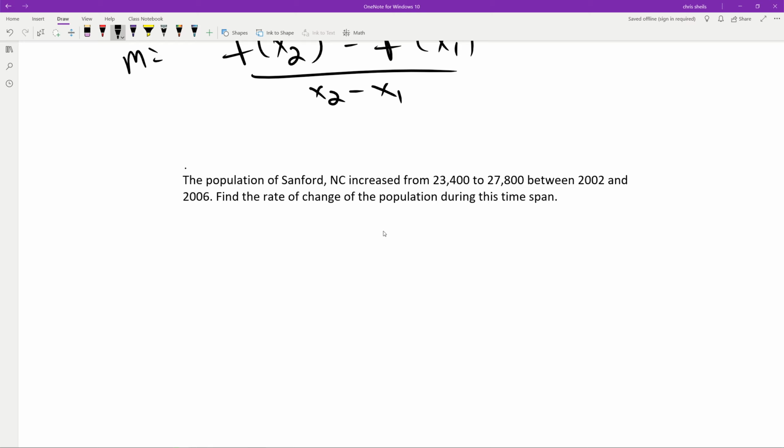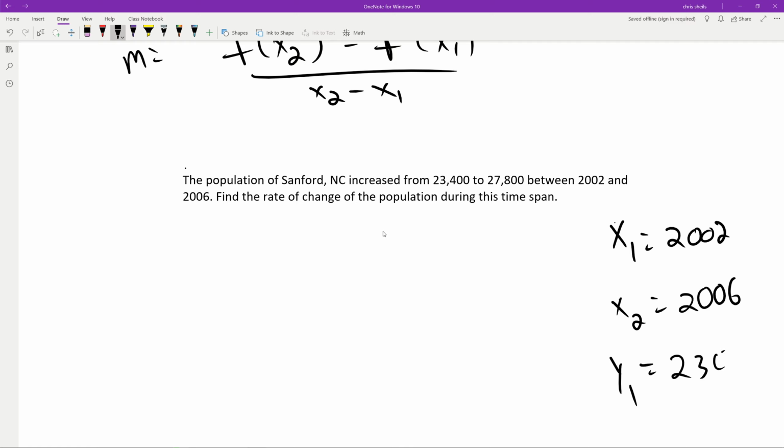So we're going to take our years as our inputs and the corresponding populations as the outputs. So maybe I can label over here. I'm going to let x1 be 2002. I'll have x2 be 2006. Then y1, the population that corresponds to 2002, is 23,400. y2, the population that corresponds to 2006, is 27,800.